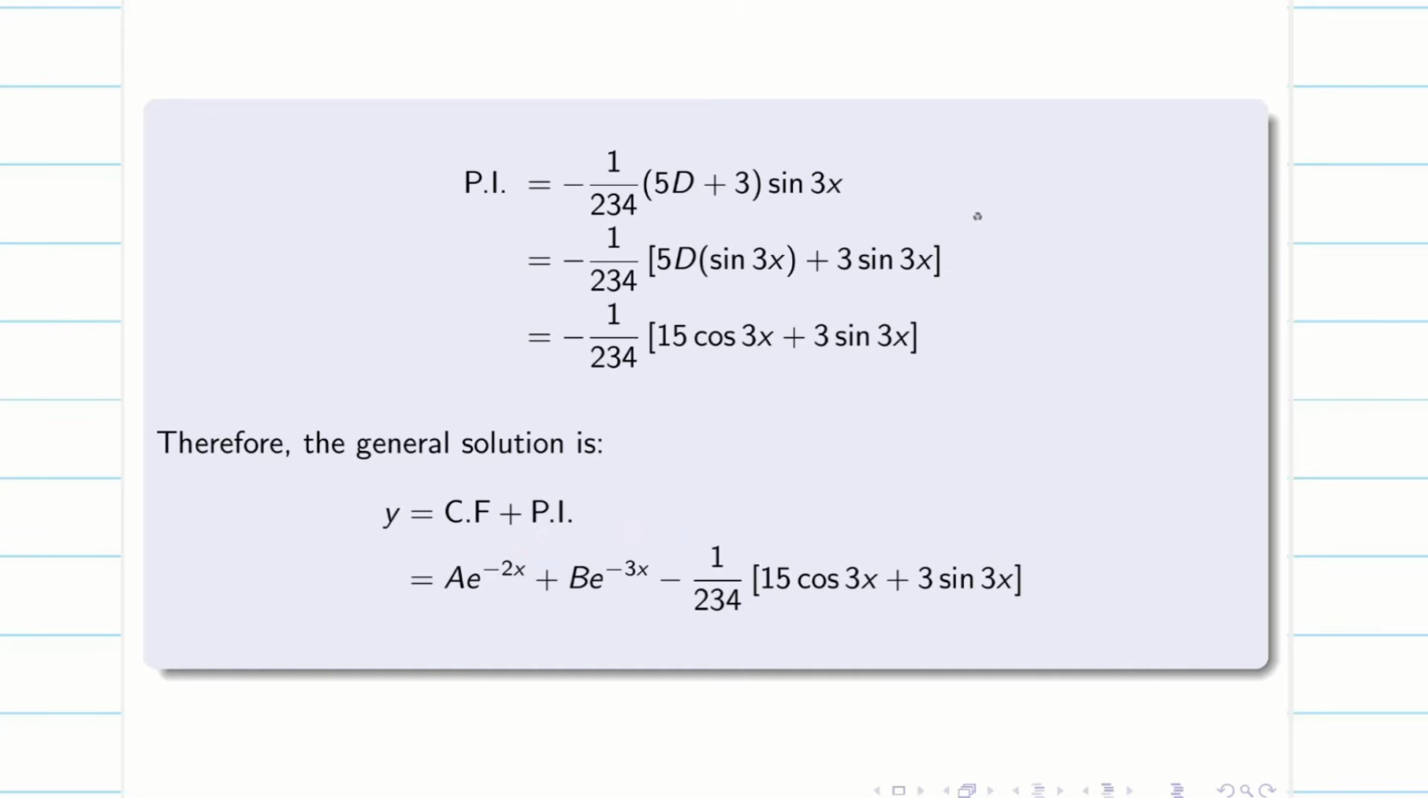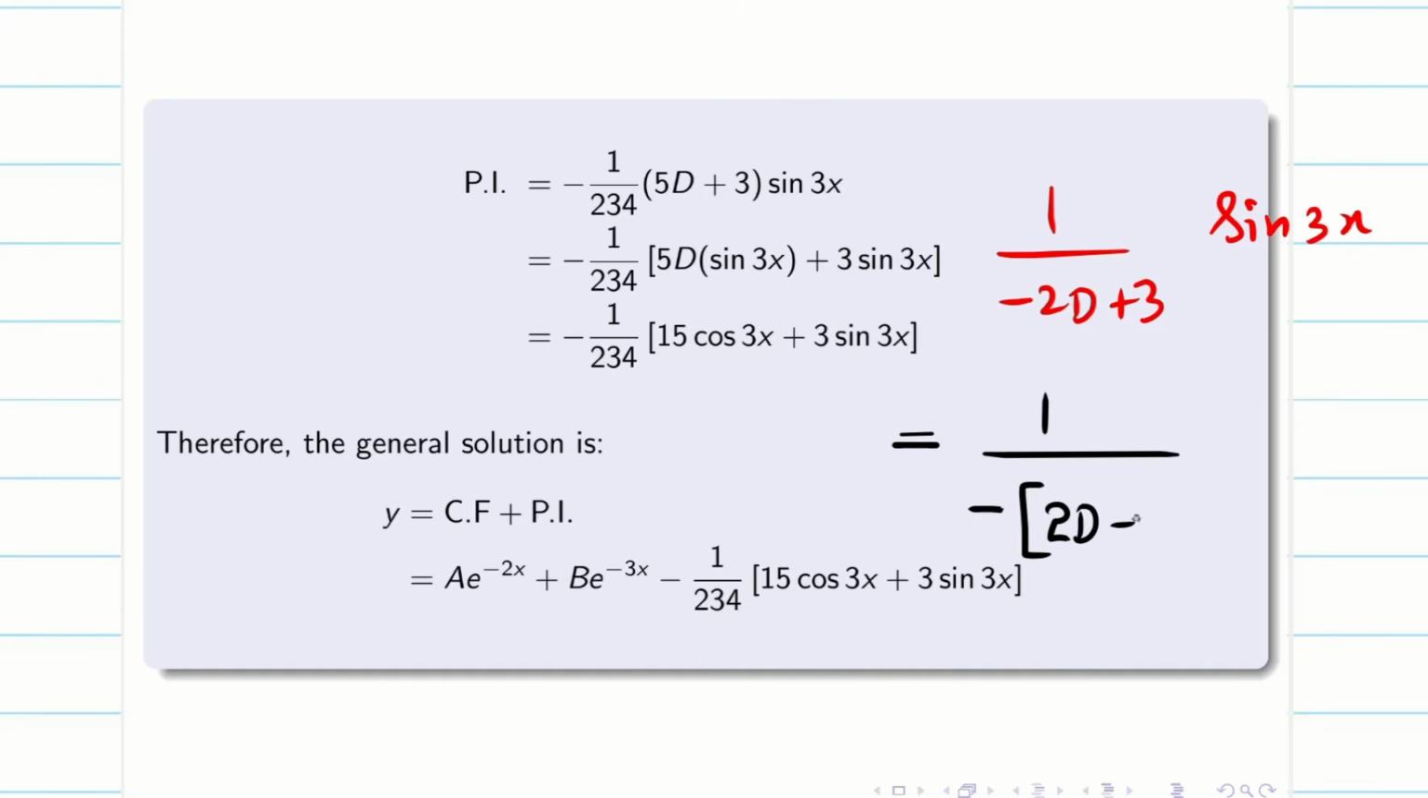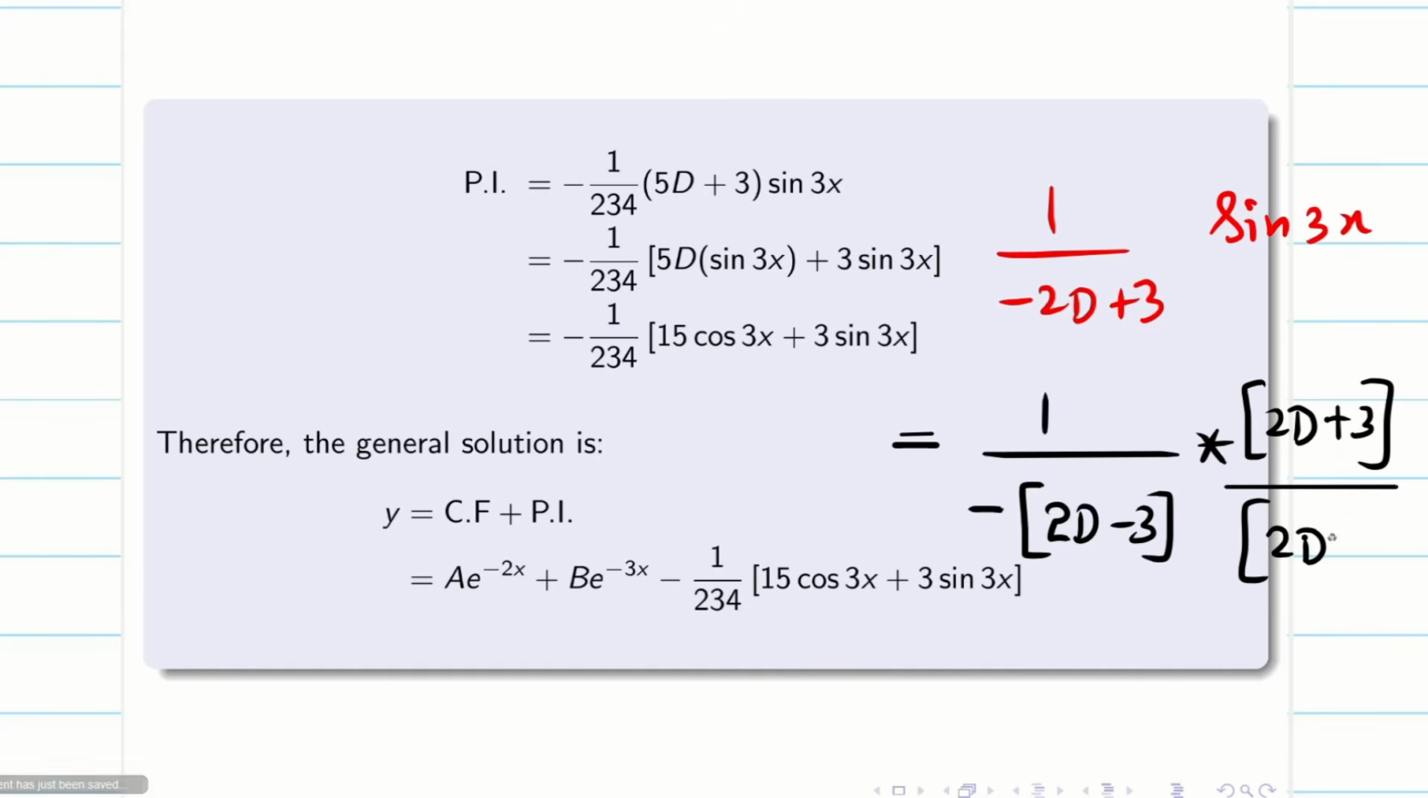Suppose, for example, it is very important. If you are getting something like minus 2d plus 3 into sin 3x, let us think of some problem. Now, to find the conjugate, you should be very careful. Don't do it as it is. You may make a minus plus error. In this case, it is better to take the minus outside. Now it became 2d minus 3. So it is very easy for me to write the conjugate, 2d plus 3 by 2d plus 3.